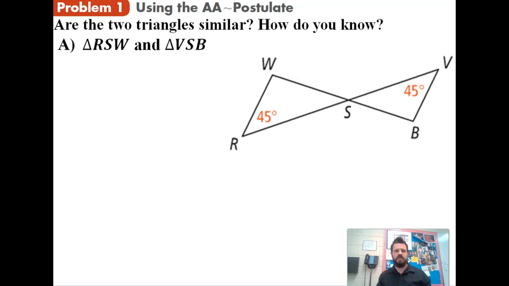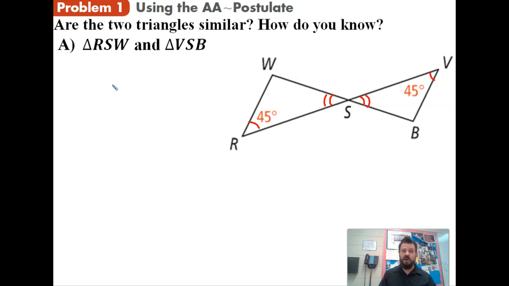So let's do a couple questions where we use that angle-angle similarity postulate. Problem 1 says, are the two triangles similar? How do you know? So for A, we're given triangle RSW and triangle VSB. Let's take a look at what we're given. Both angles R and V measure 45 degrees. Therefore they are congruent. So we have one out of the two congruent angles that we need. And the other thing we have here, where these two triangles come together, is a set of vertical angles. We know that vertical angles are always congruent.